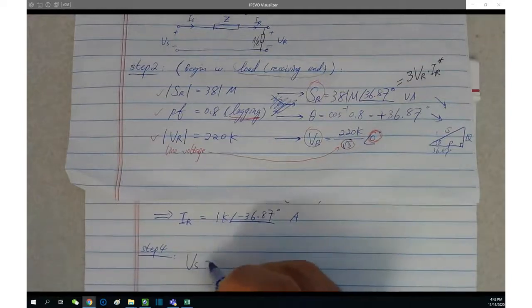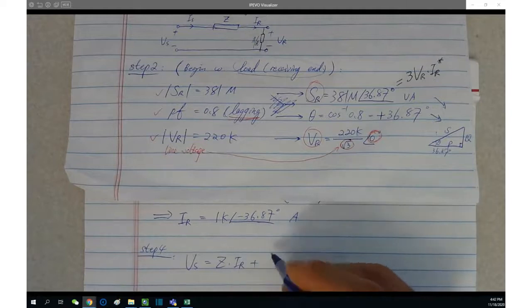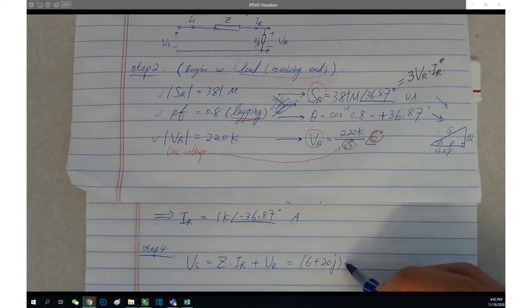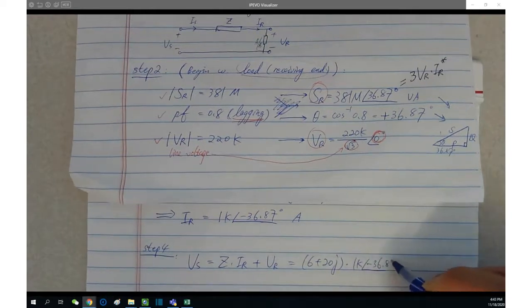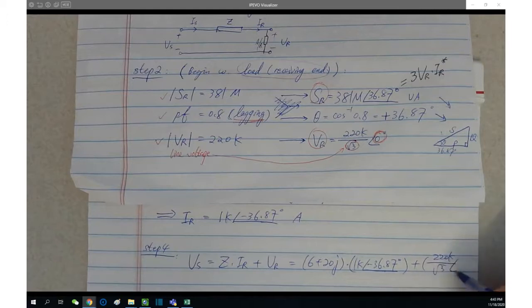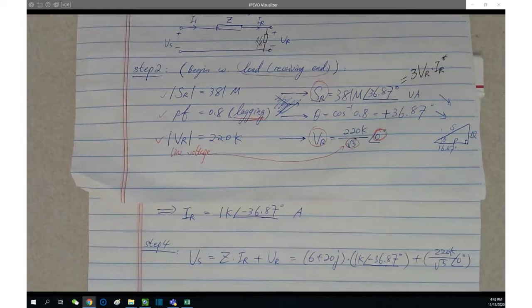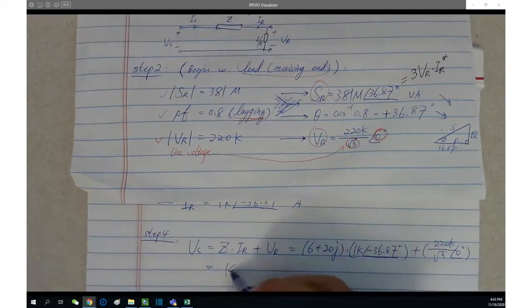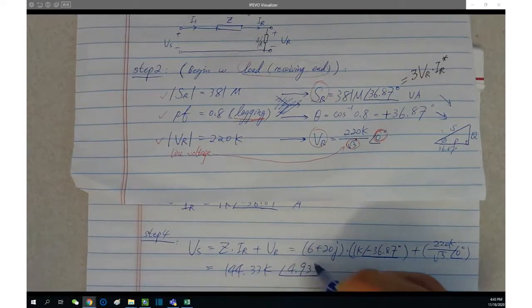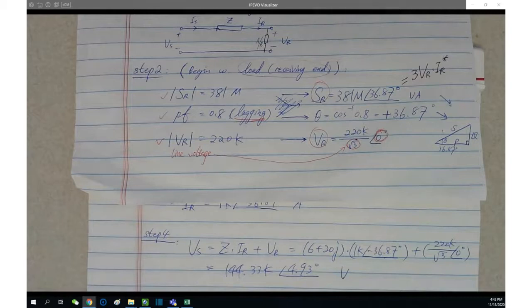So first of all, VS equals Z times IR plus VR, right? And then you just substitute the value into it. So 620J, this is Z, times IR, 1K negative, this is the IR, plus VR. And then the rest of the thing, just algebra. And if you calculate everything correctly, then the result is 144.33 kilo as magnitude with angle of 4.93 degrees volt. Of course, if you write the kilo here together with the unit volts, it's absolutely fine.